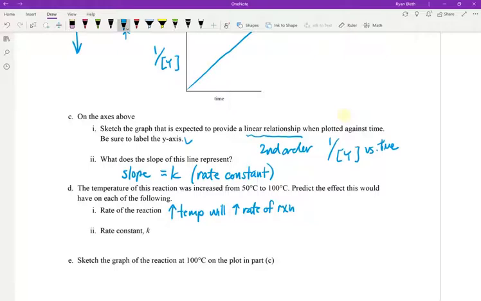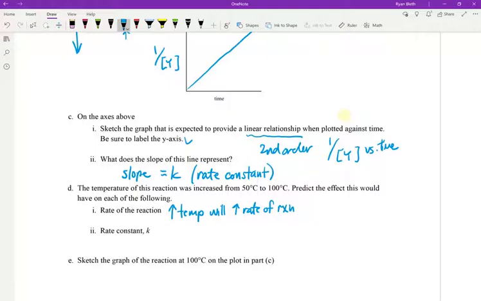It doesn't ask me to justify it, just to predict the effect this would have. It doesn't ask me to explain why. It's good for me to be thinking, though, why does it do that? Just so you're not automatically spouting off some hopeful fact. It's kind of a 50-50: increasing temperature will increase the rate or decrease. It could just be kind of a coin toss if you don't have to explain.